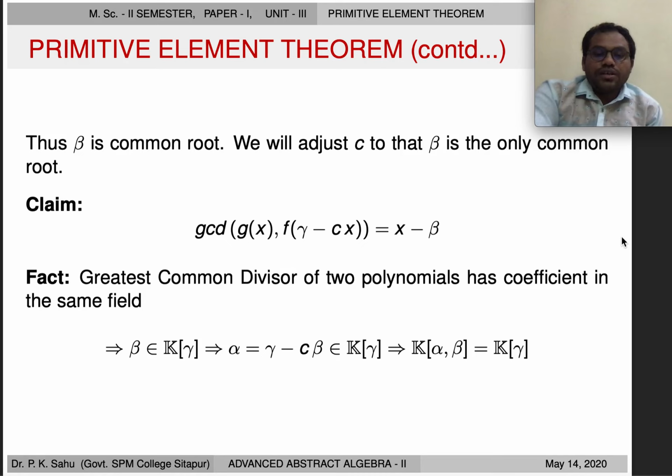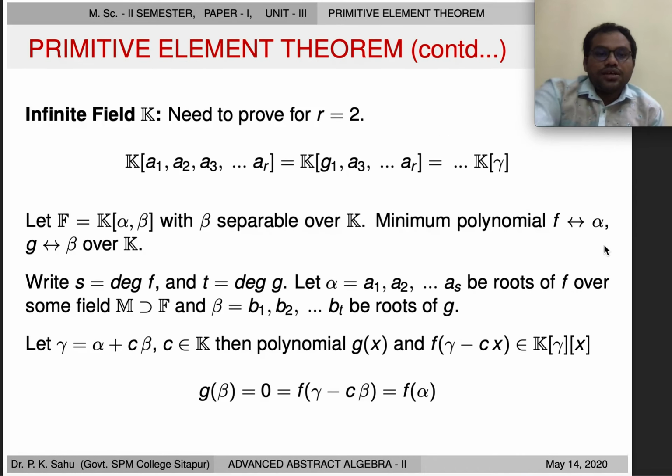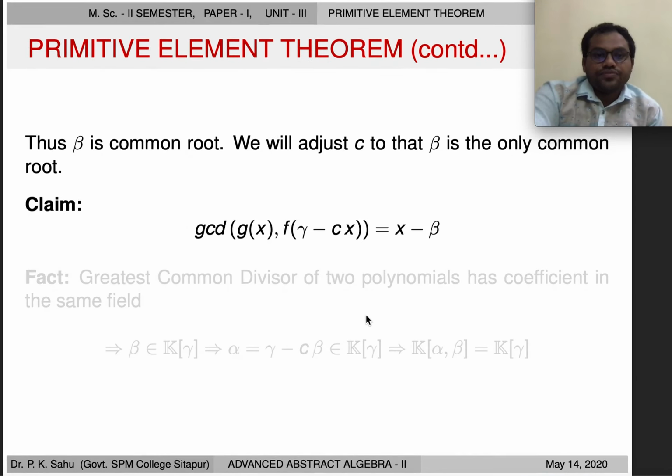So to avoid the other roots, a2, a3 all the way to as and b2, b3 all the way to bt, we adjust c. Here we have generated gamma as alpha plus c beta, because some other roots a2, a3 all the way to as and b2, b3 all the way to bt may cause problems. We could have a situation something like that.